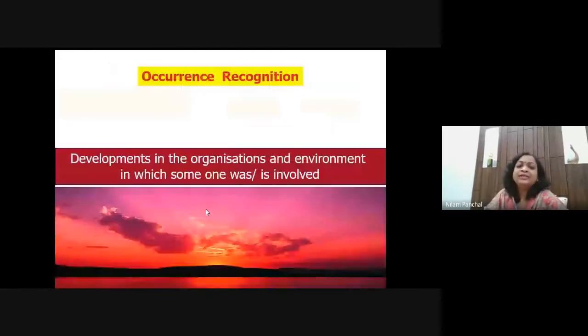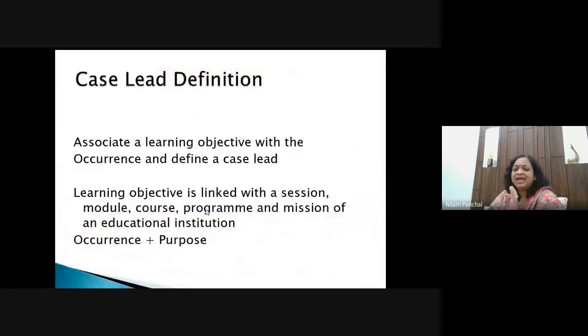So the point is, when you're talking about occurrence recognition, it is a development in the organization or the environment in which someone was involved. You are trying to take it as a case, as a situation, as a base, and then you define it. So associate a learning objective with the occurrence and define a case lead. It cannot be something in the sky. The learning objective is linked with a session, module, course, program, and the mission of the educational institution. So occurrence plus purpose would lead you to define the case lead.